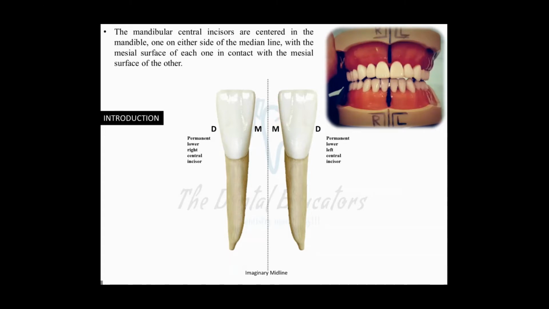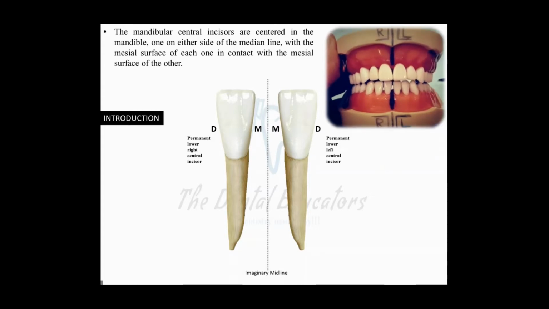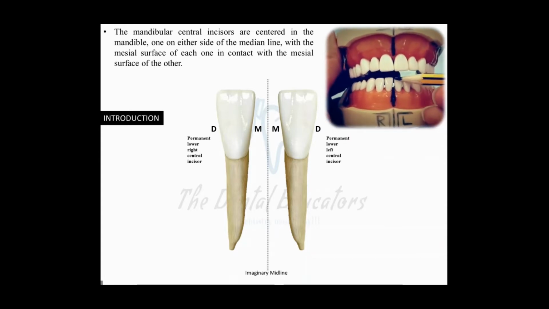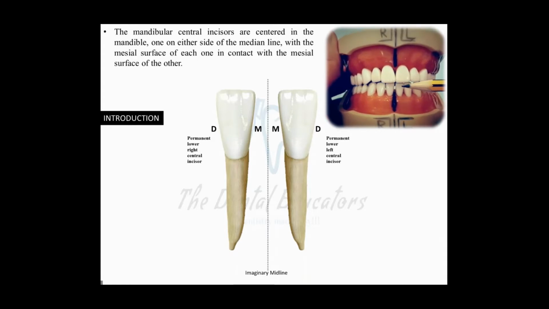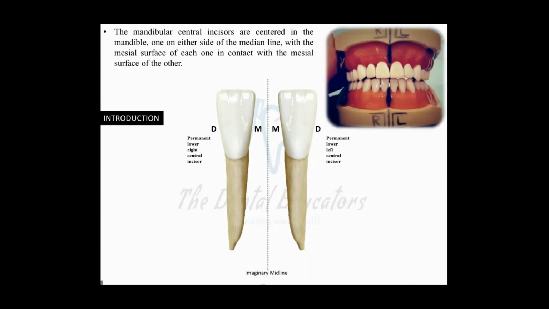Now if we see in this video demonstration, you can easily see that this is the central of left and central of right. So both of them are sharing the mesial contact with each other, and both of them are on either side of the midline. This is the left central incisor, this is the right central incisor, which are adjacent to the midline respectively.